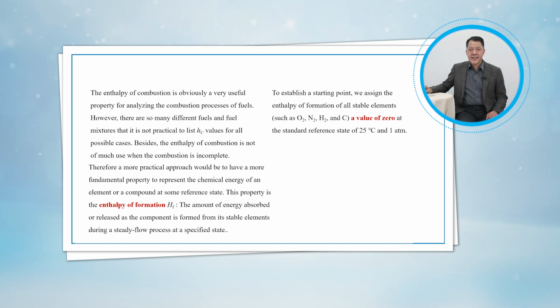Nitrogen, for example, exists in diatomic form at 25 degrees centigrade and 1 atm. Therefore, the stable form of nitrogen at the standard reference state is diatomic nitrogen N2, not monatomic nitrogen N. If an element exists in more than one stable form at 25 degrees centigrade and 1 atm, one of the forms should be specified as the stable form. For carbon, for example, the stable form is assumed to be graphite, not diamond.